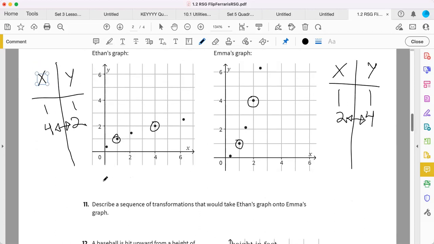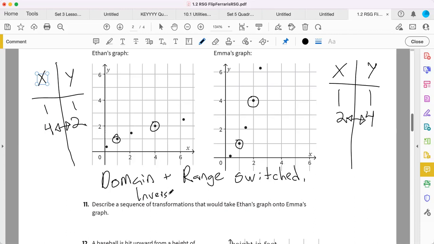So some things you could say: that the domain and the range switched. You could also say that these are inverses of each other. And I guess if you want to really simplify it, you could say that the inputs and the outputs switched. I'd say that's a pretty good summary.